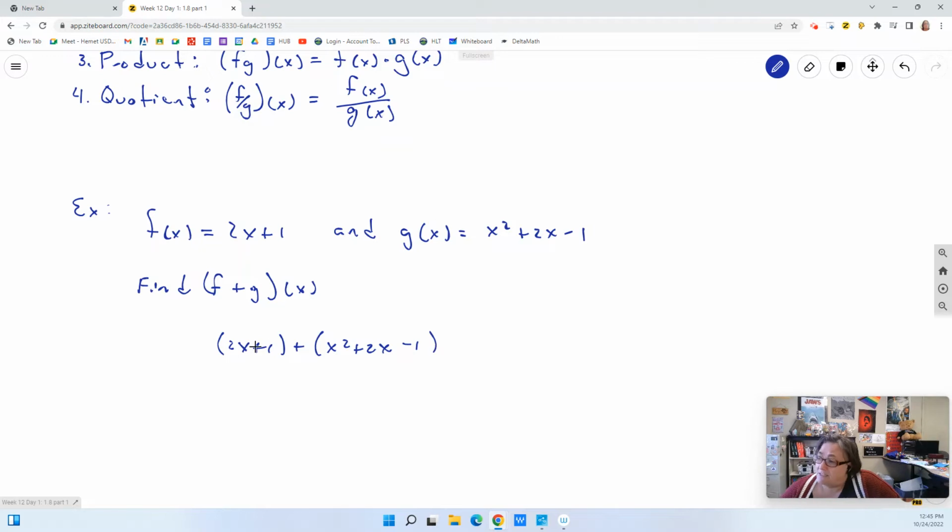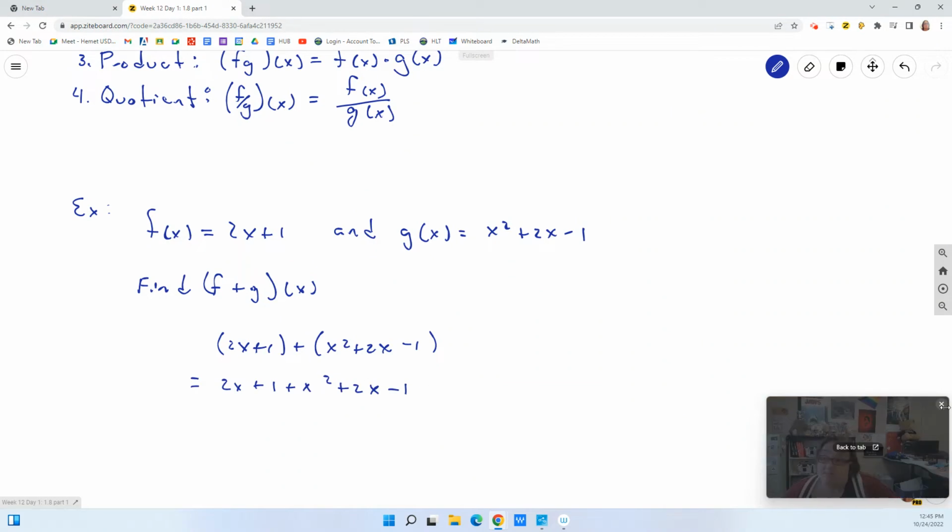But because this is addition, everything could very easily just come out of the parentheses, and it wouldn't make any difference whatsoever, right? I could write it like this and it would be fine because it's just addition. And all we would have left to do is combine our like terms.